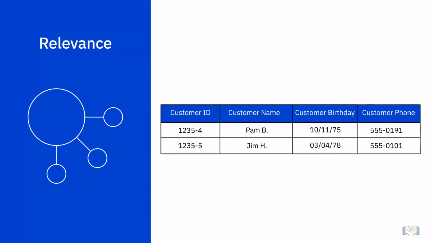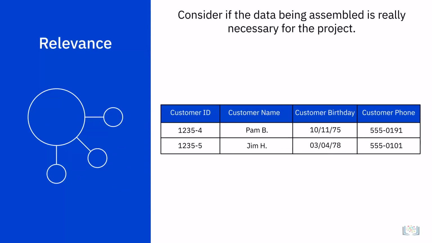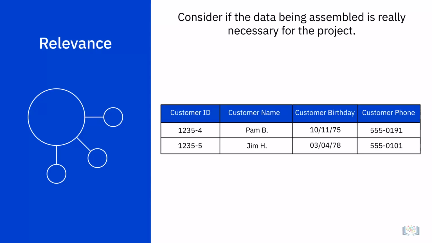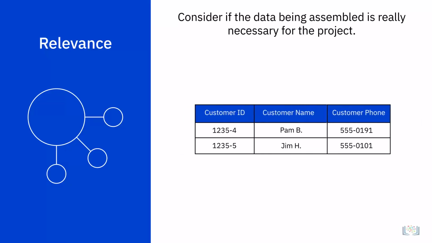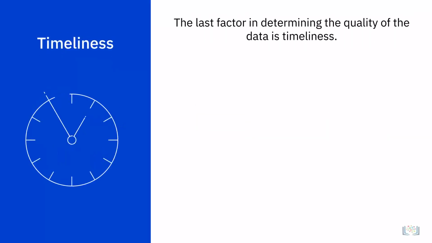Relevance is another trait of quality data. When collecting information, a data analyst must consider if the data being assembled is really necessary for the project. For example, when reviewing the data related to the sales revenue per customer, information such as customer birthdays and other personal information is also included. By making the determination early to exclude the personal information from the dataset, the analyst would save themselves from having to review unnecessary information. The last factor in determining the quality of the data is timeliness.